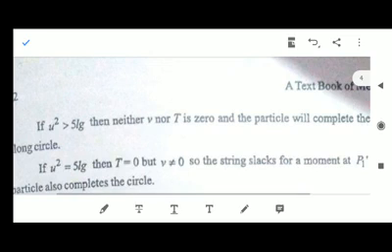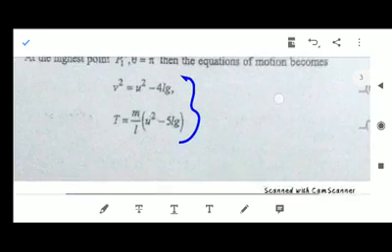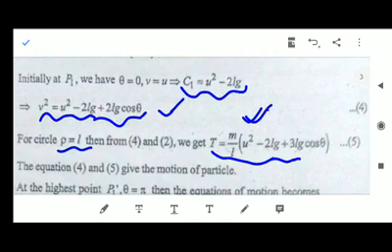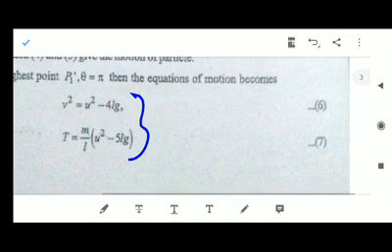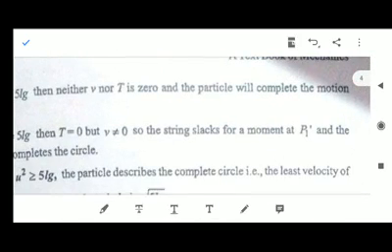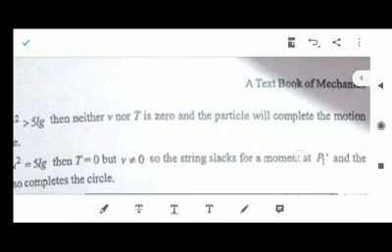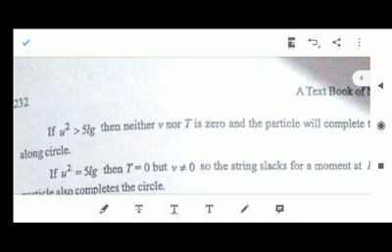Next, now if u square is greater than 5 Lg, then from equations 4 and 5, and also from equations 6 and 7, we can see T is not 0 and V is also not 0. Then neither V nor T is 0 and the particle will complete the motion along the circle.